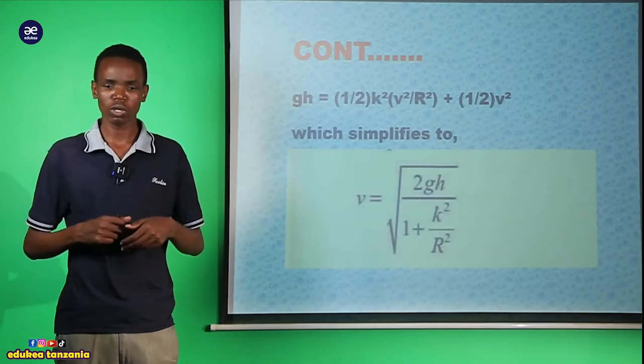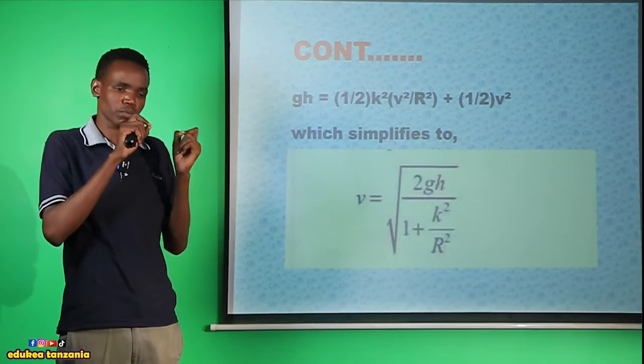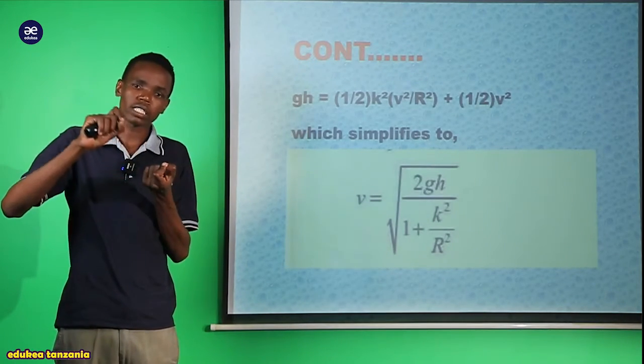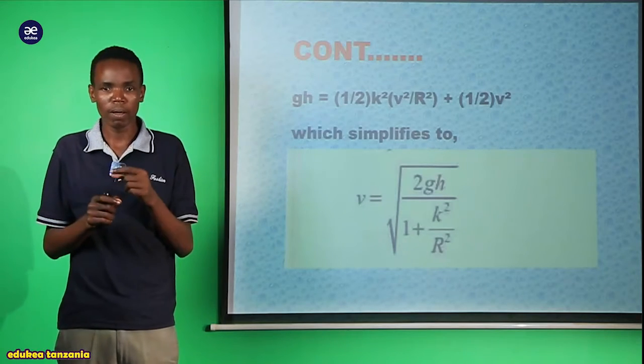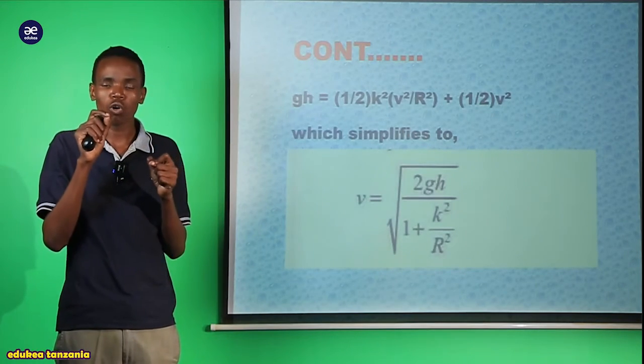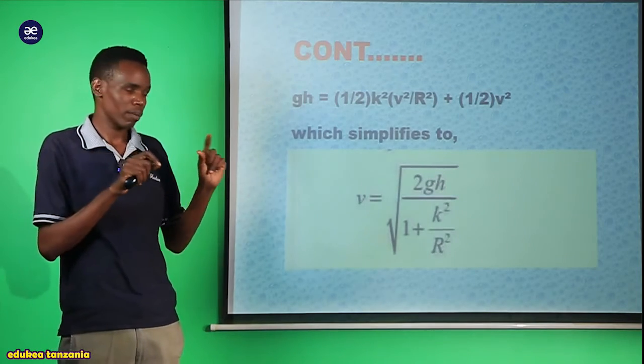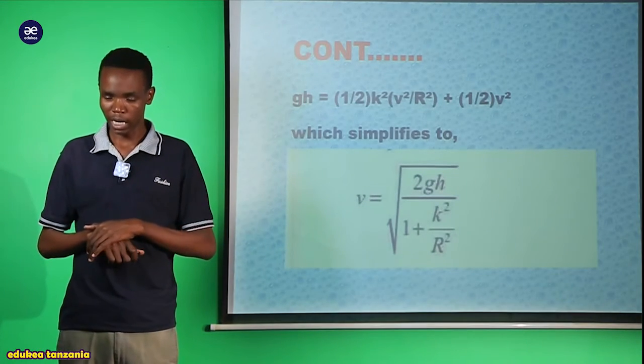Where v here represents the velocity of the rigid body. Kwa tuta conclude kwa mwambia kumbe if we have the radius of gyration, the velocity in terms of the radius of gyration must be equal to the radical of 2gh divided by 1 plus k square divided by r square.